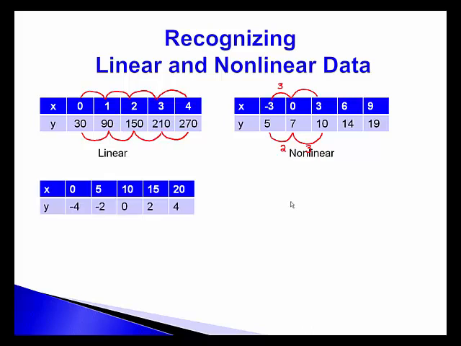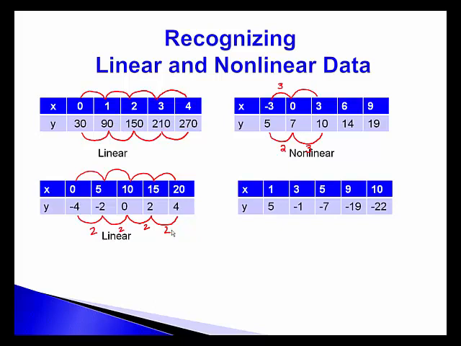Let's move on. Another table. This time, I'm jumping by a unit of 5 on the top. But how much on the bottom? It gets 2 bigger. An increase of 5, this gets 2 bigger. An increase of 5, an increase of 2, an increase of 5, and an increase of 2. What could you then tell me about the data in this chart? It is indeed linear.